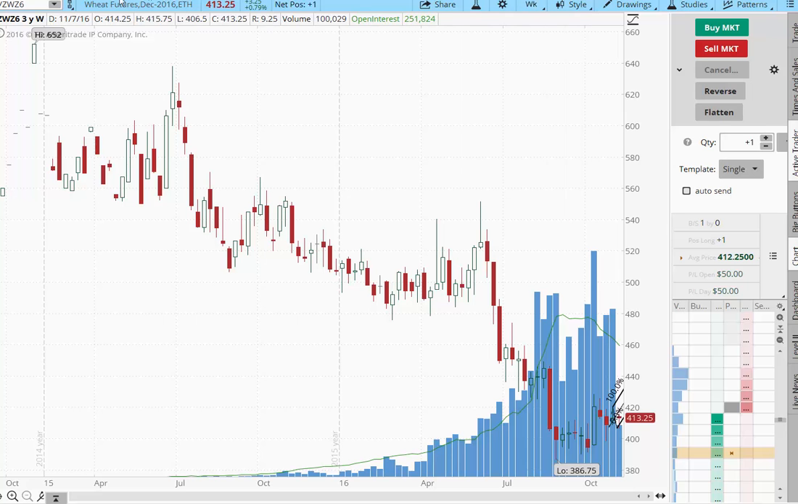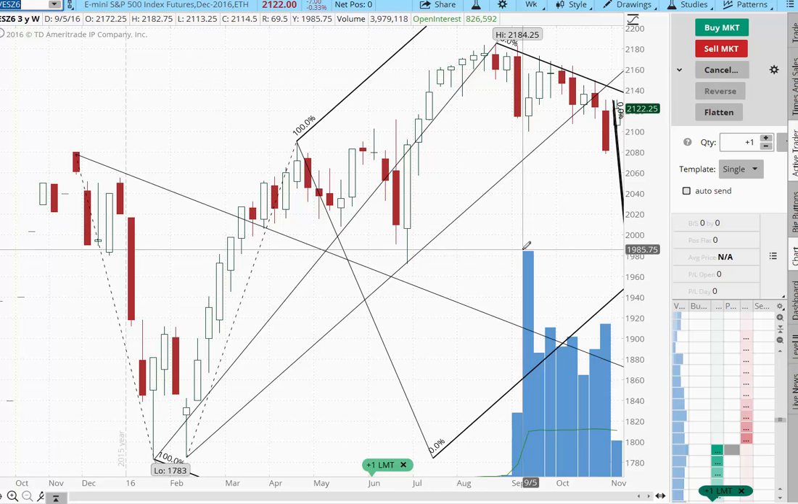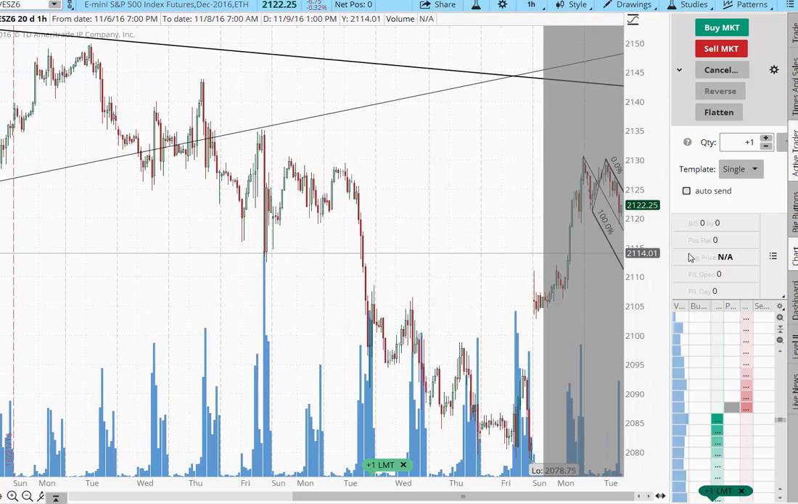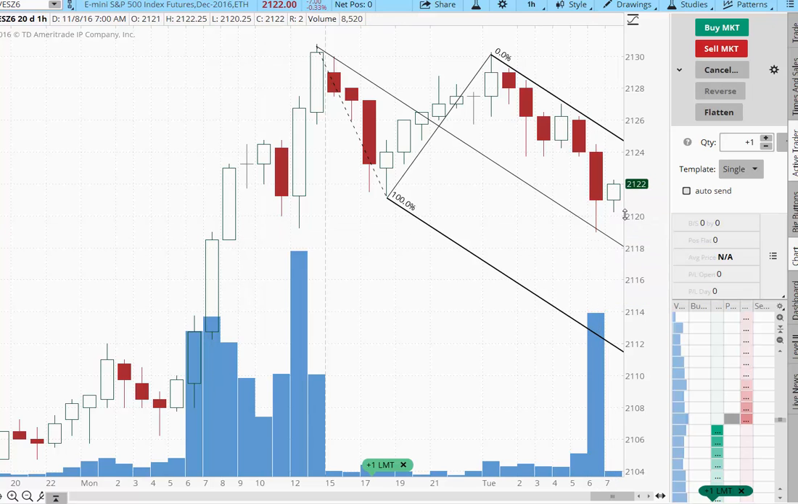And let's just take a quick look back at good old ES. This is one where I do not have a position. You can see on the hourly charts, it just went down to the ML and stopped, and maybe it'll keep on going and maybe not. We'll have to wait and see.